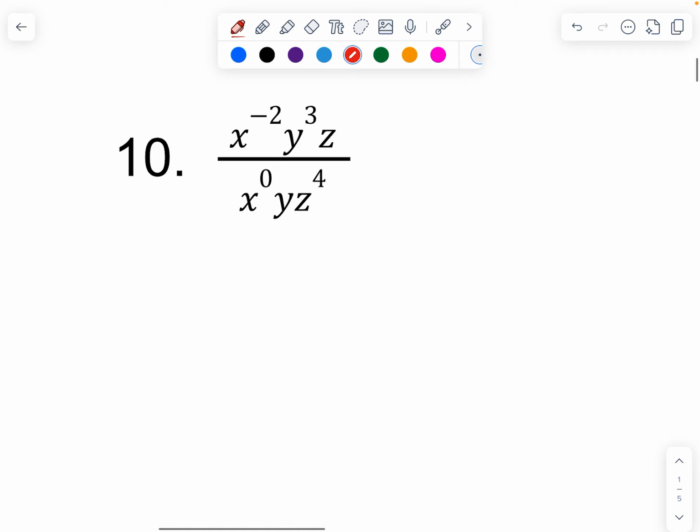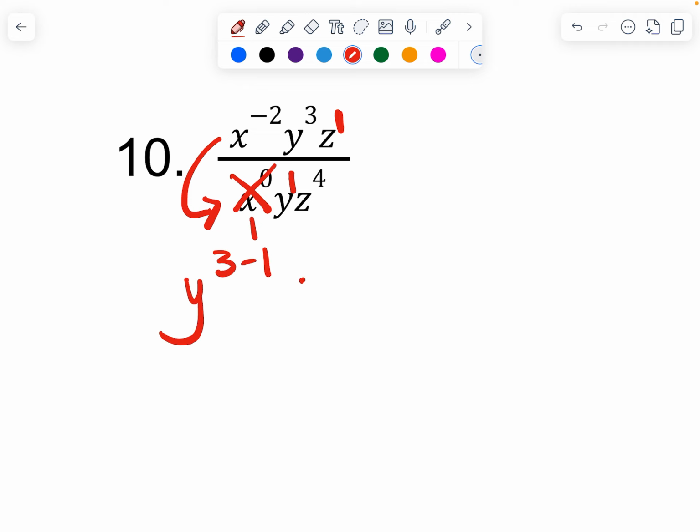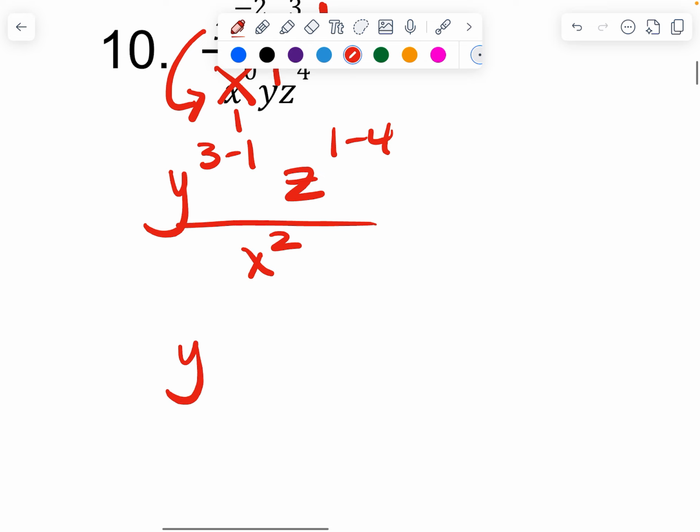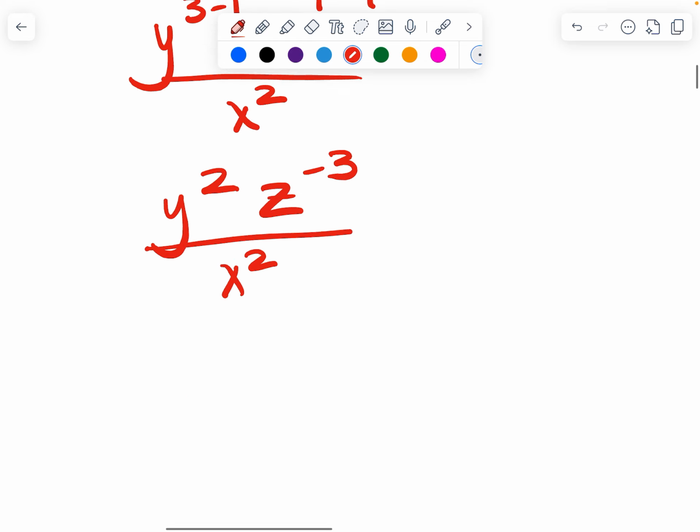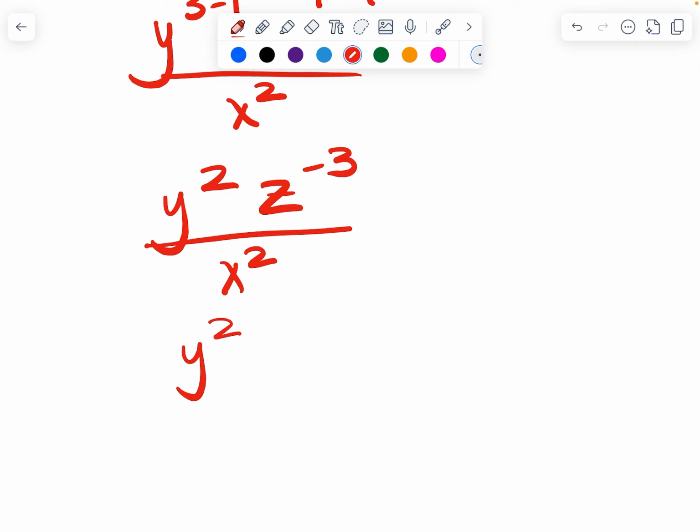It's okay. So this one, guys, this automatically goes to 1. I don't even need to deal with that. There's no other x's, so that's going to move downstairs. Remember that those have exponents of 1. So y to the 3 minus 1, z to the 1 minus 4, and the x squared moves downstairs. I get y squared z to the negative 3 over x squared. So y squared over x squared z to the third.